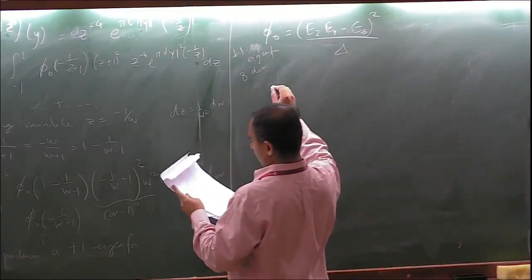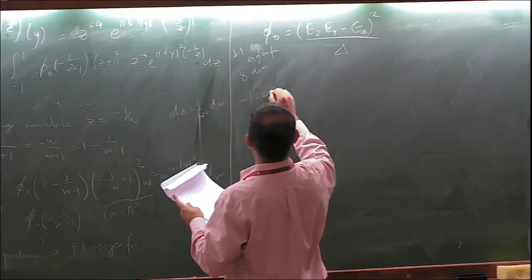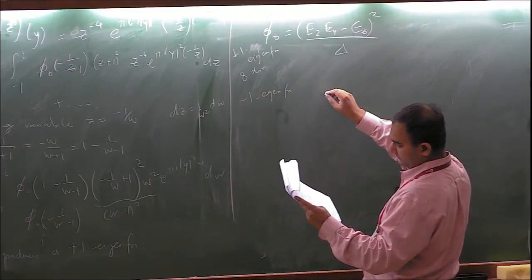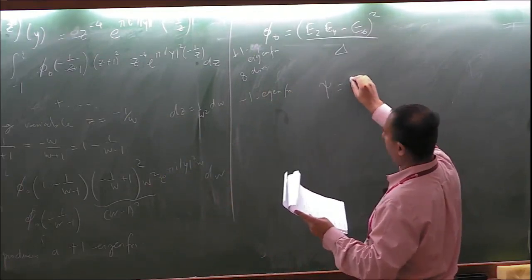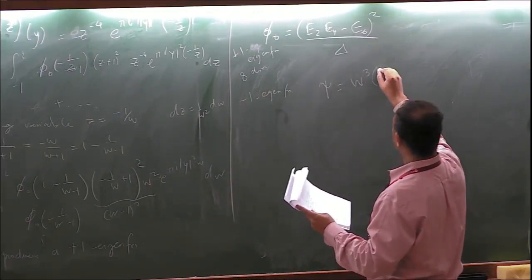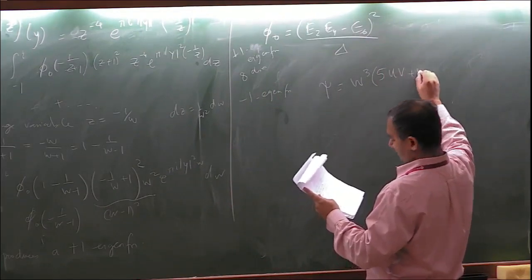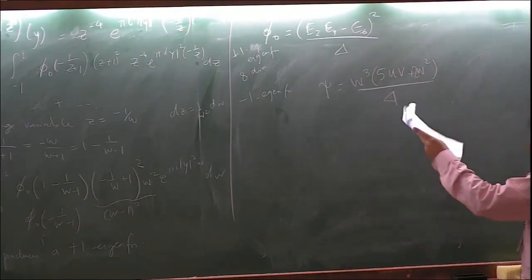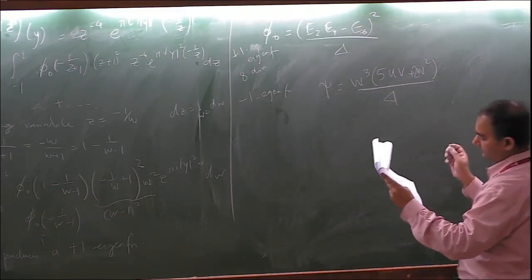And on the other hand, the minus 1 eigenfunction, let me just say what it is, and then I'll tell you what the terms mean. So psi turns out to be w cubed times 5uv plus w twice w squared over delta. So pretty straightforward to write down. What are u, v, and w?